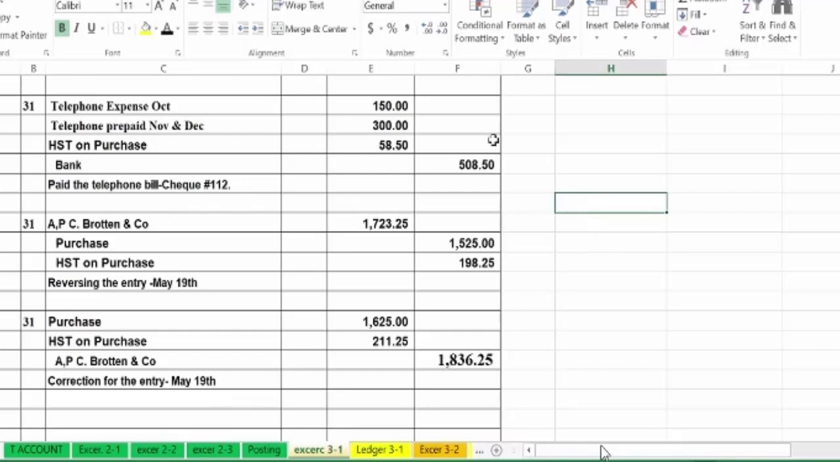Now you are going to transfer to ledger. Everybody understand what is ledger, right?